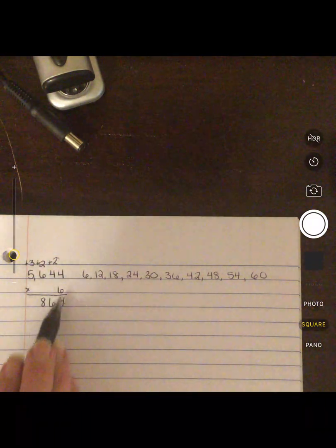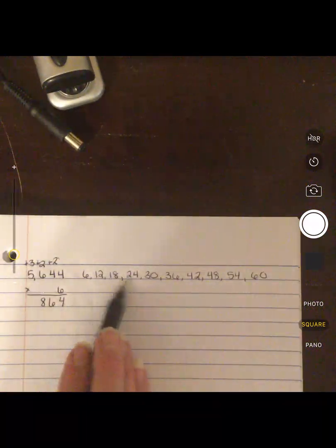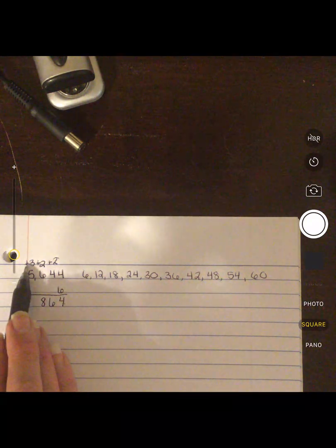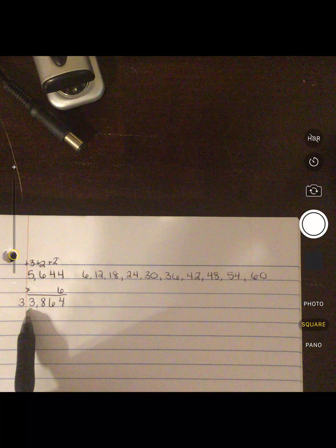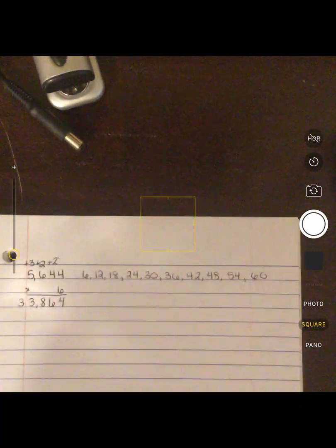My last step is to go 6 times 5. Well, I can go 6 times 1, 6 times 2, 6 times 3, 6 times 4, 6 times 5 is 30. Plus I have 3 extra, 31, 32, 33. So I put down my 3 and I also move over. So now I know that 5,644 groups of 6 is the same as 33,864. Now in your Nearpod lesson, you're going to be asked to do several problems like this.